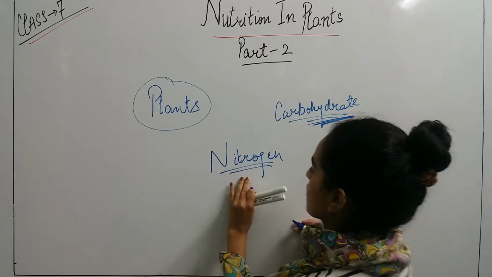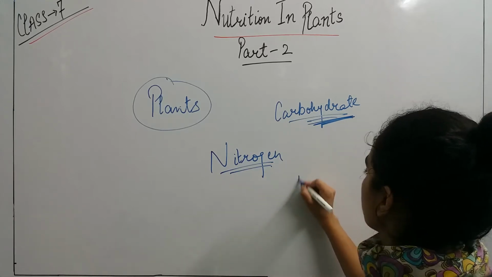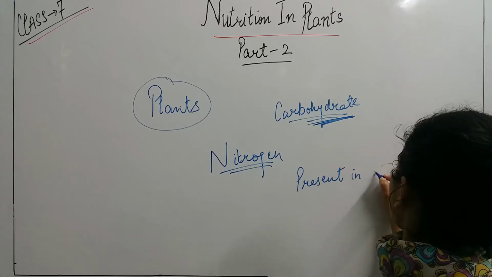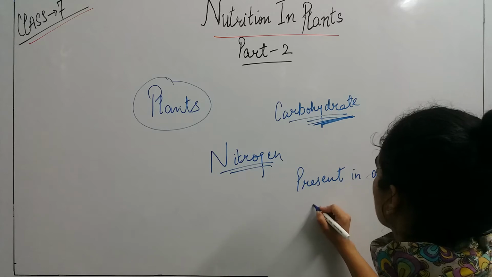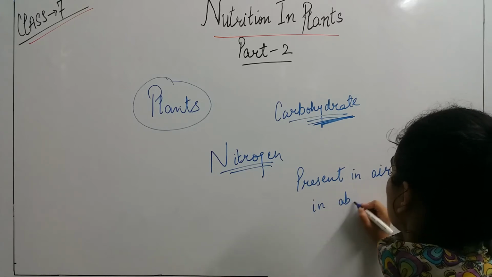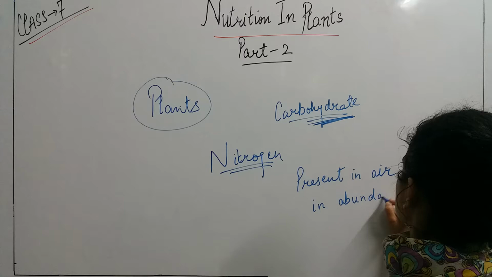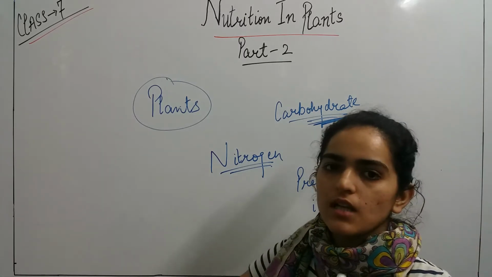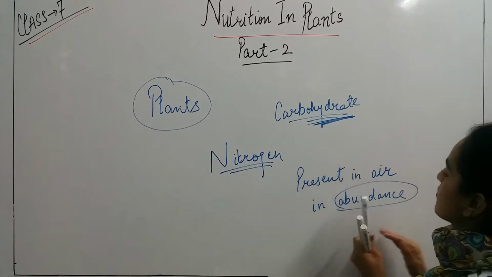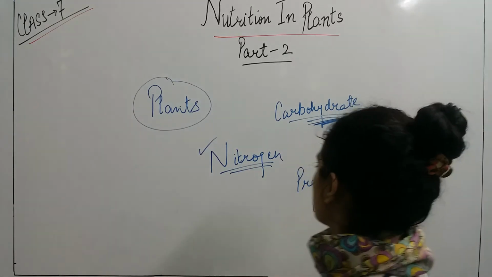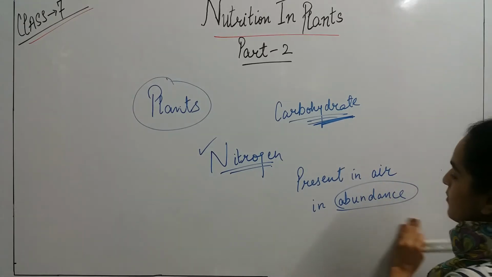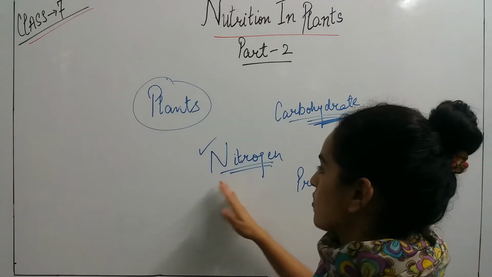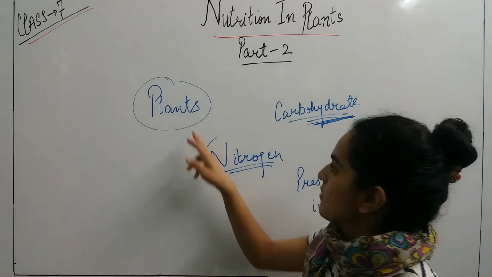You must know the nitrogen is present in the environment, in the air, in abundance. Abundance means बहुत ही बल्क में, बहुत ही ज़्यादा अमाउंट में ये हमारी एयर में प्रेजेंट होता है. This nitrogen is present in air in abundance, meaning बहुत ज़्यादा प्रेजेंट है. But this is not so easy to take by the plants.